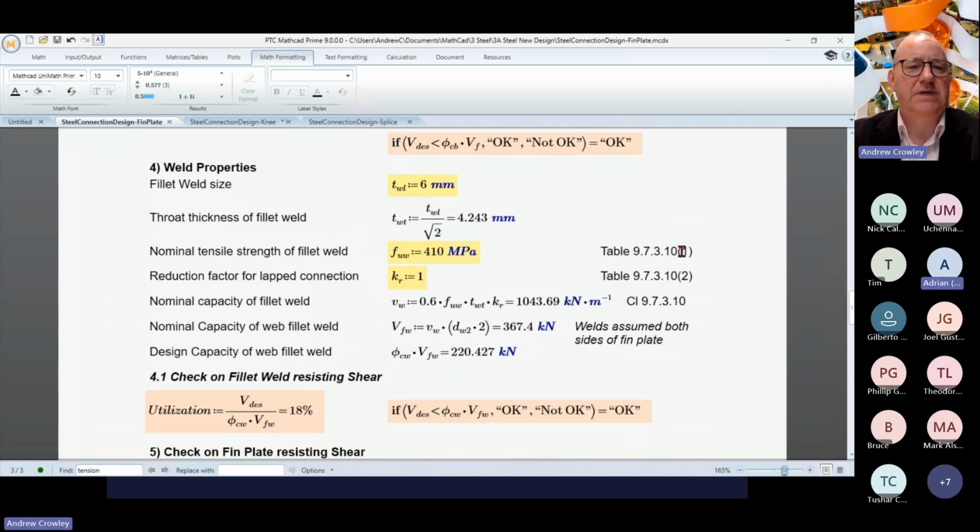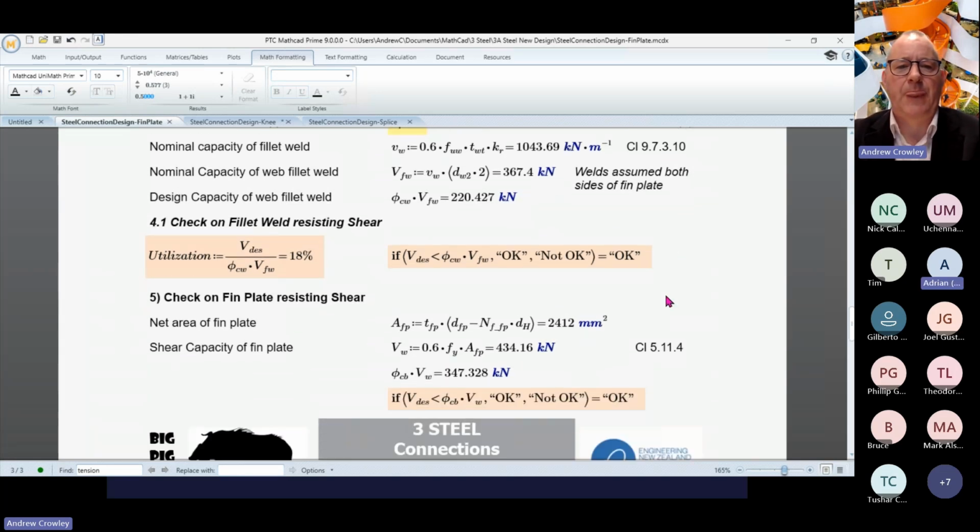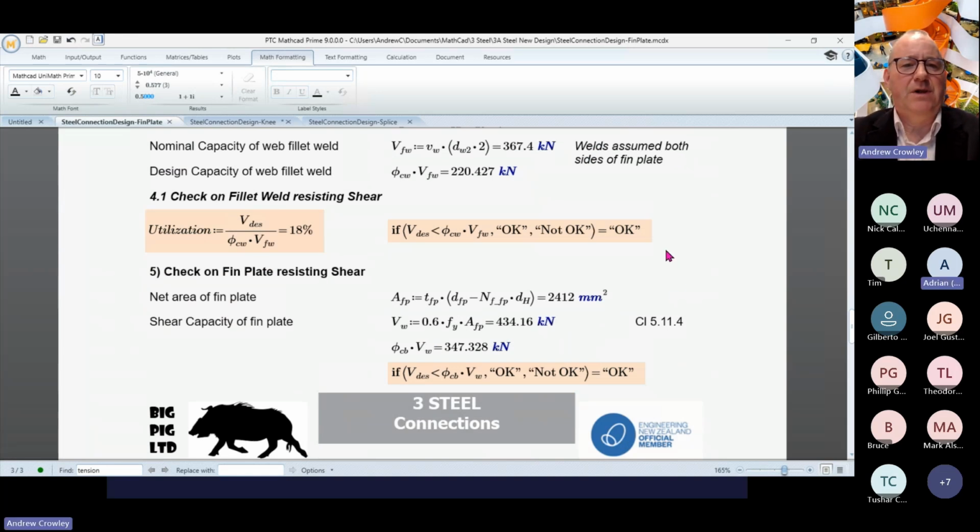We have a 6mm weld, which gives us a throat thickness of 4.2 millimeters. And we know what the nominal capacity of the fillet weld is per unit length, taken from the code, clause 9.7.3.10. And that gives us our 1043 kilonewtons per meter for that weld. So the nominal capacity of the fillet weld is just the length of the weld multiplied by the nominal capacity, and because we've got a weld each side, we double it. That gives a 367 kilonewton capacity of that weld. Let's look at the fillet weld resisting shear, and we have a utilization of 18%.